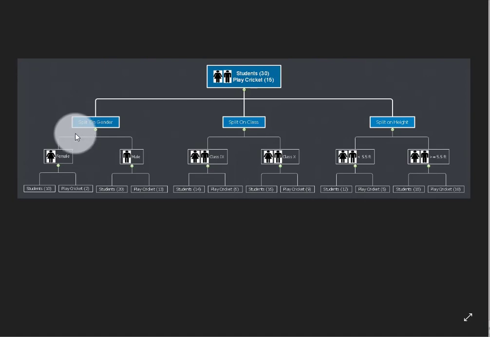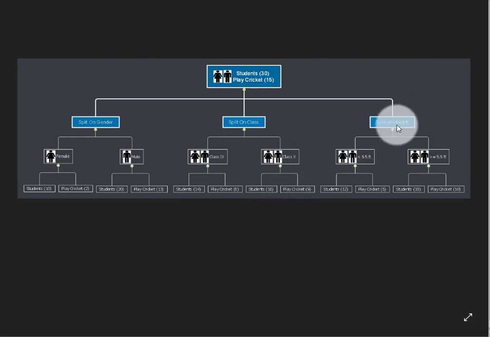Now if I just split based on gender over here, so this is the details. I just created this diagram based on the data set, okay. This is not the decision tree over here, okay. This is the data set diagram. So there are 10 female students, among them 2 play cricket. There are 20 male students, right? Among them 13 play cricket. Now if I talk about split based on class, so there are two classes, class 9 and class 10. So in class 9, 14 students are there, among them 5 play cricket. In class 10, 16 students are there, among them 9 play cricket, right?